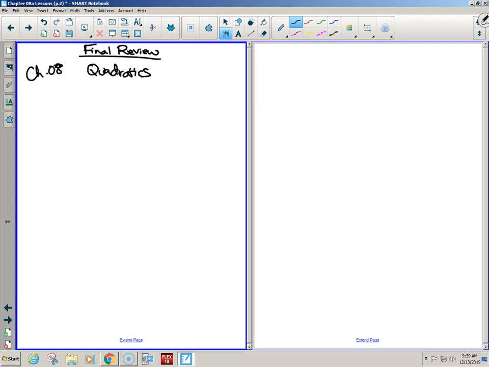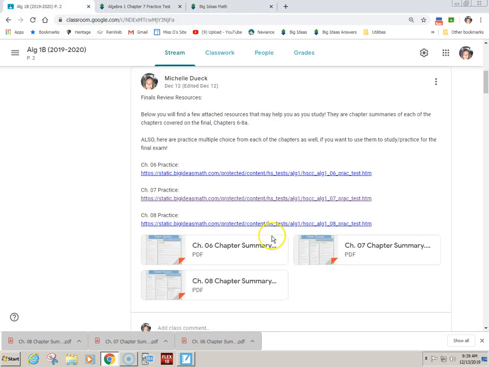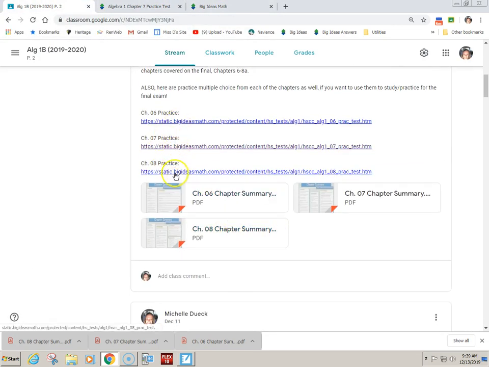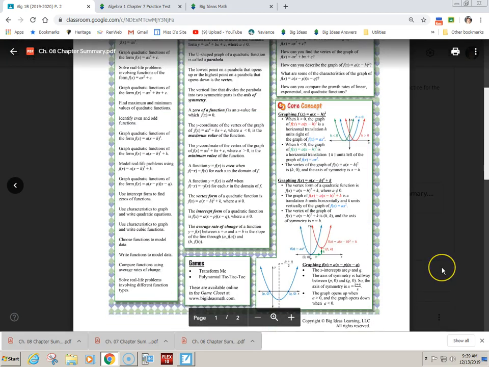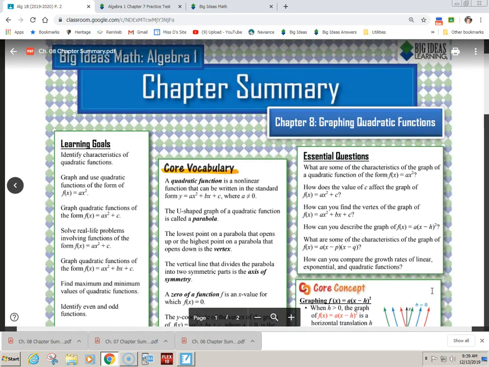Yeah? So I'm going to go ahead and pull up your Google Classroom first of all, and let's look at that summary page for chapter 8. Because I'm giving you these summary pages to help you out. In your Google Classroom, remember, you have all these different practice tests, and you have summary pages. So, chapter 8 summary page. There's good stuff in here, but let's see what's most important. Okay?